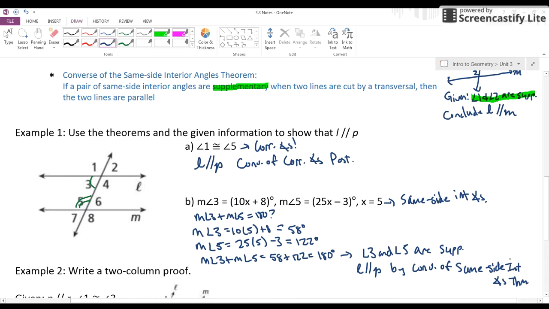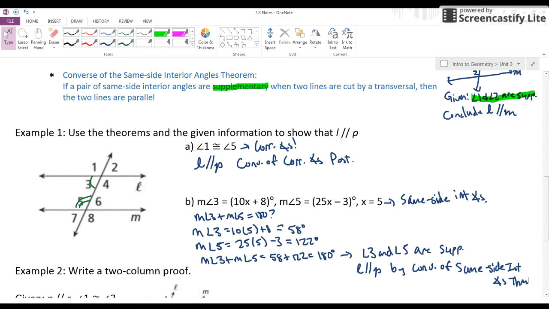Please make sure you have that word converse. If you tell me same side interior angles theorem, that's completely different. That tells me the lines are already parallel. You're given the lines that are parallel. So that one word does change the entire theorem. So be wary about that. Again, if you don't want to worry about the vocabulary, you can say, well, L is parallel to P because the same side interior angles are supplementary.